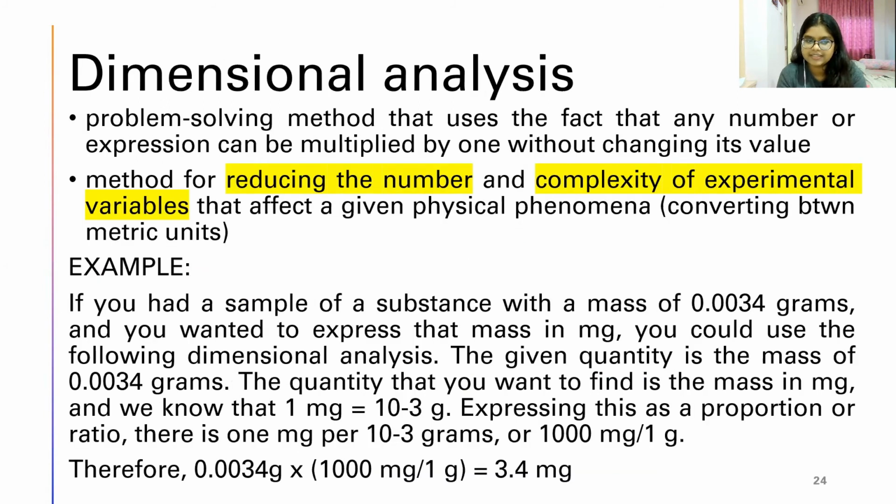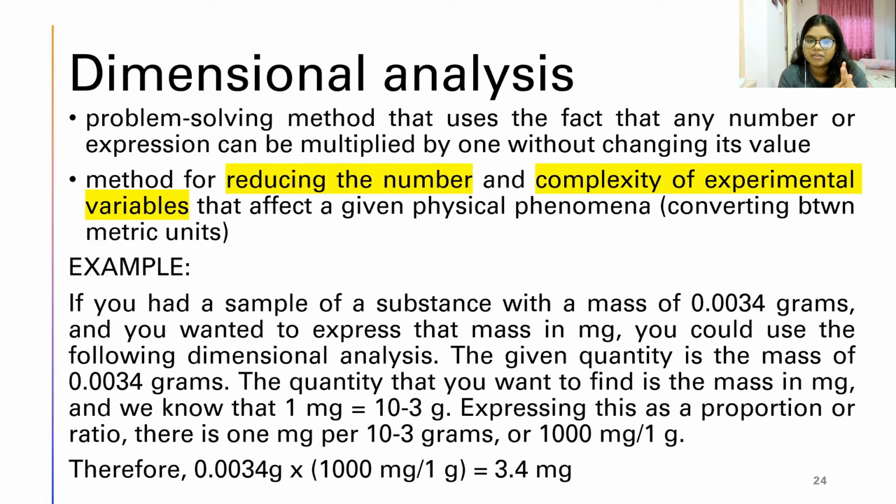Dimensional analysis. Dimensional analysis is a problem-solving method that uses the fact that any number or expression can be multiplied by 1 without changing its value. What does it mean? Sometimes it is necessary to deal with measurements that are very small in size, for example, the size of an atom, to very large sizes. So it is necessary to convert between units of metric measurements. Converting between metric units is called dimensional analysis.